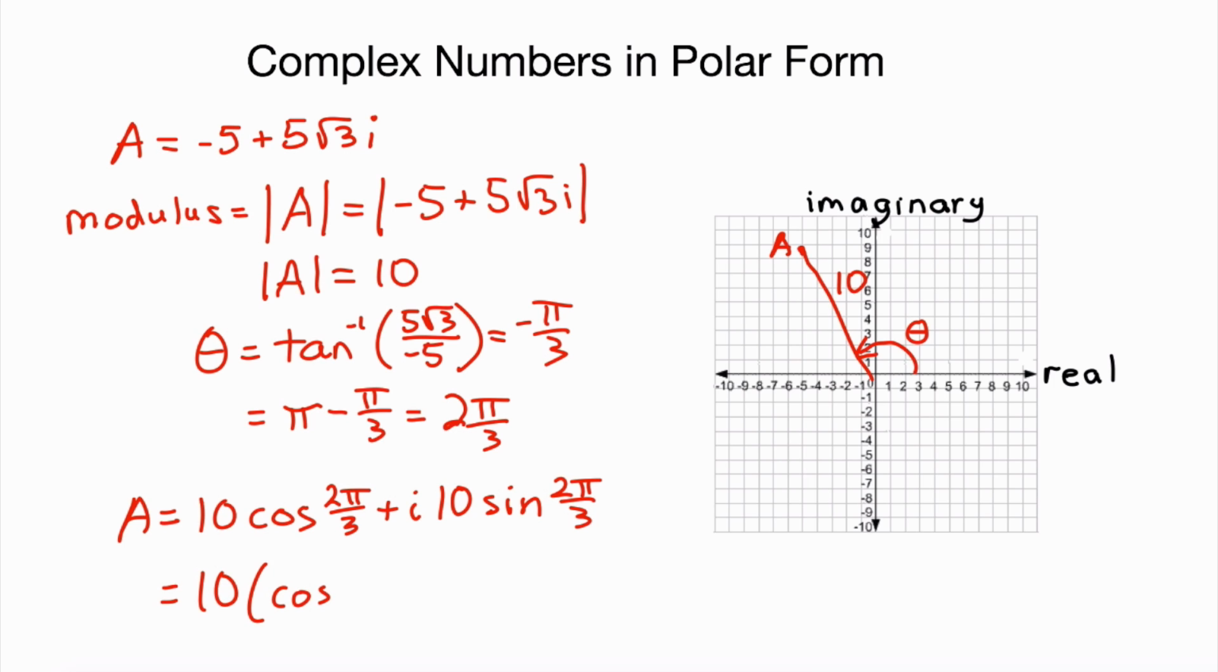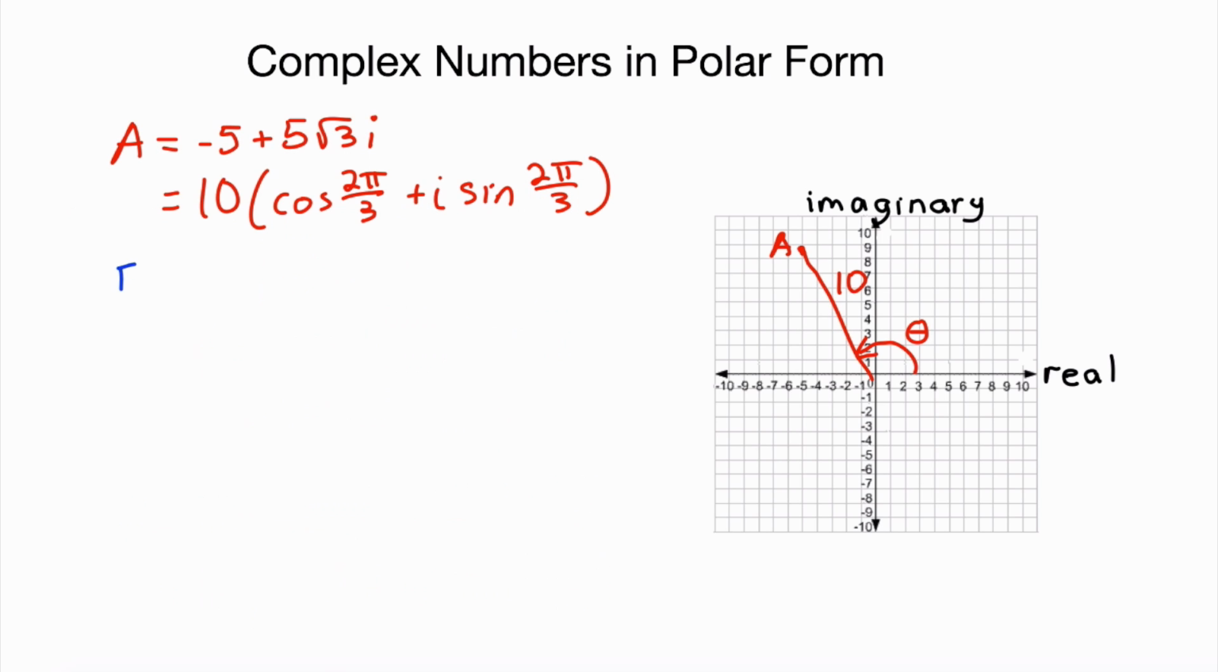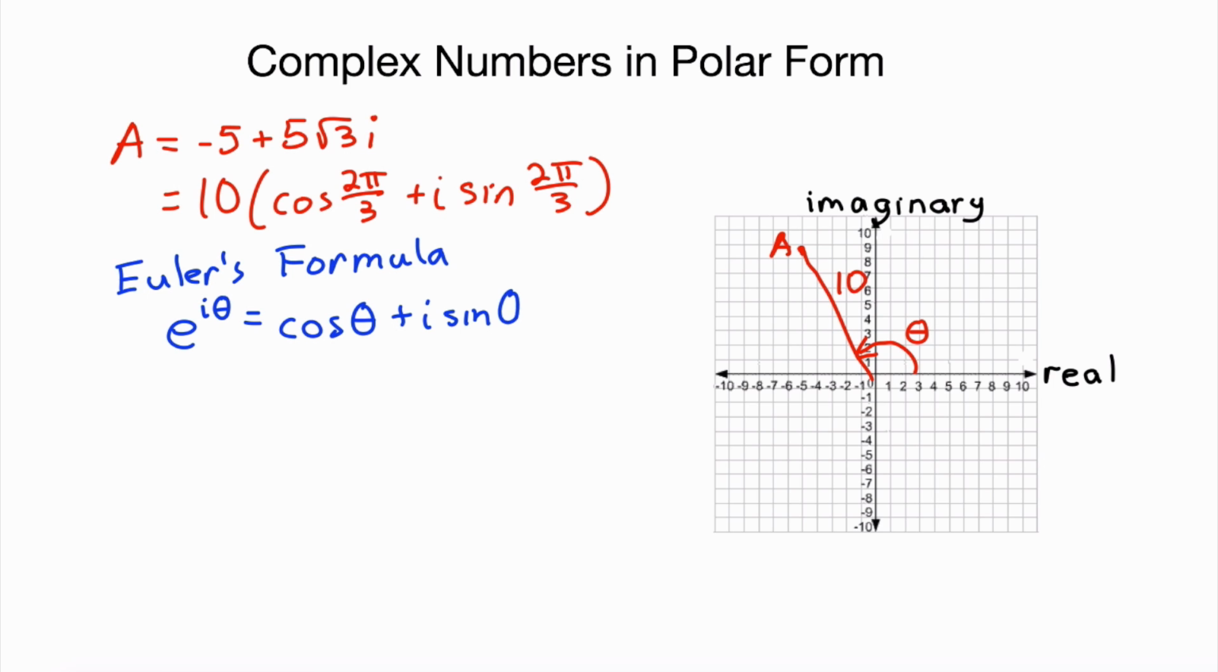Cosine corresponds to the real number, while sine corresponds to the imaginary number. Euler's formula states that e to the iθ is equivalent to cosine θ plus i sine θ. So I'm going to substitute Euler's formula into what I have earlier, and so this point can also be written as 10e to the power of i times 2π/3.